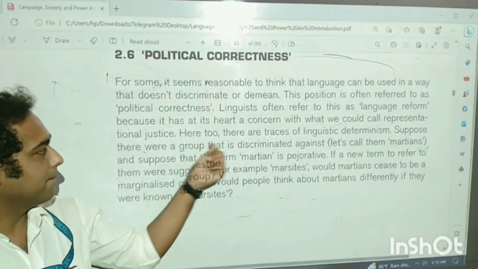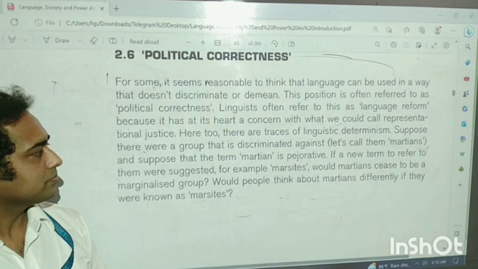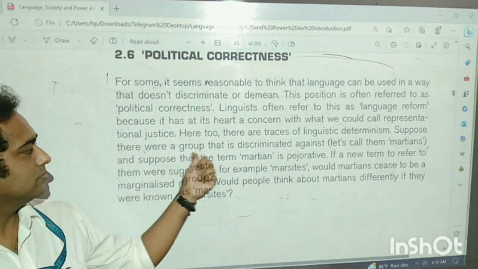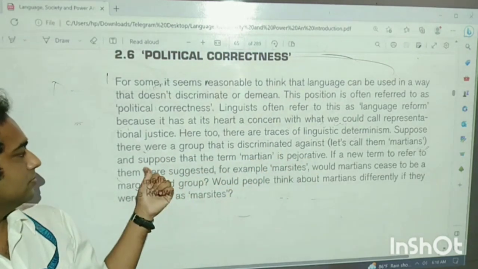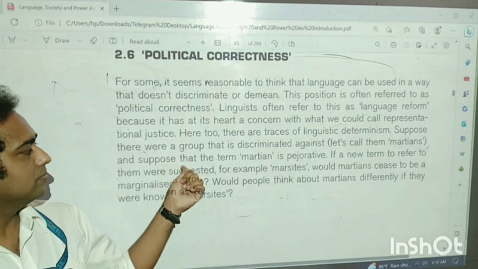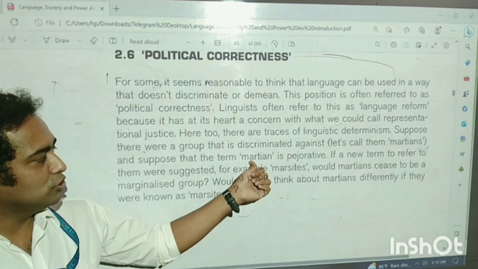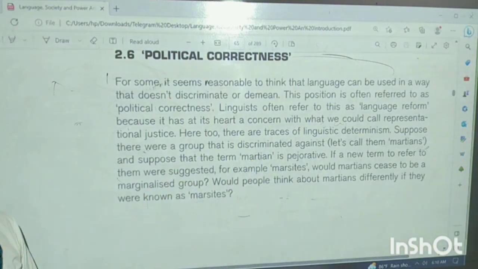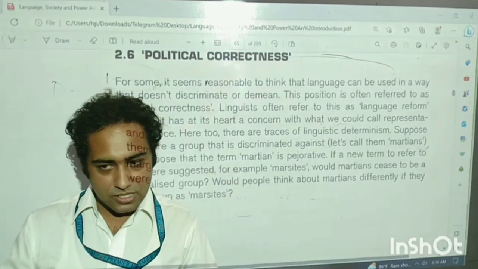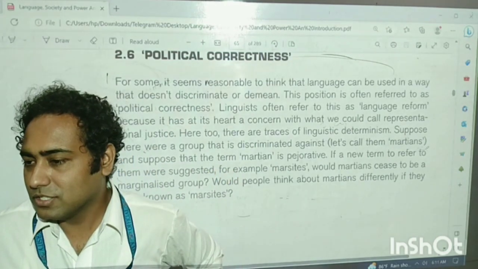Then? Yet true, there are traces of linguistic determinism. Suppose there were a group that is discriminated against, let's call them Martians, and suppose that the term Martian is pejorative. People use this term to refer to Martians. We understand Martians.